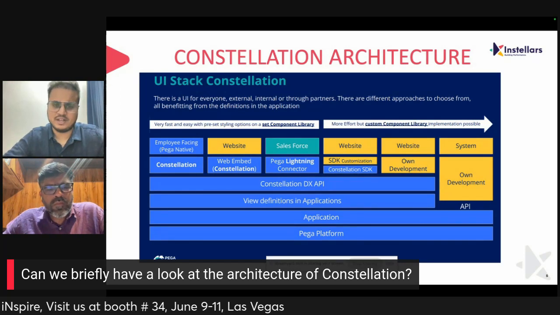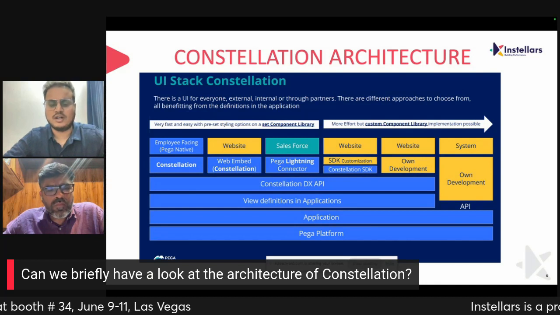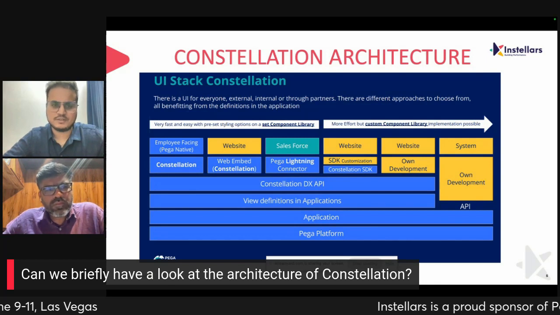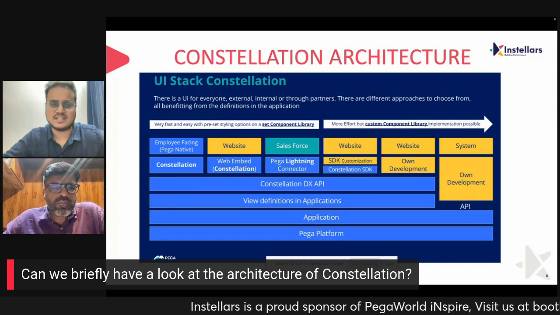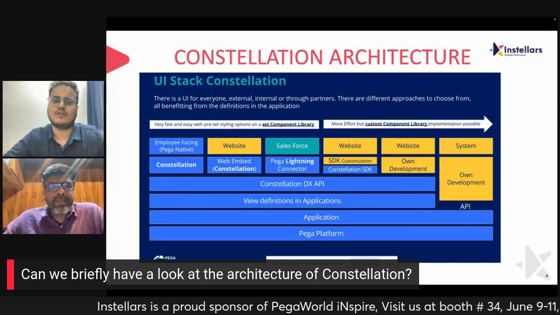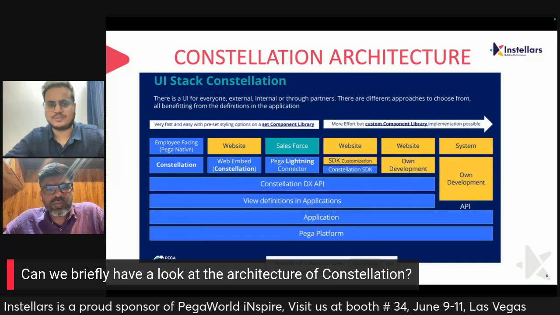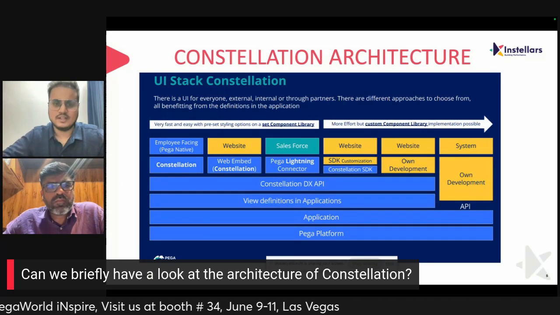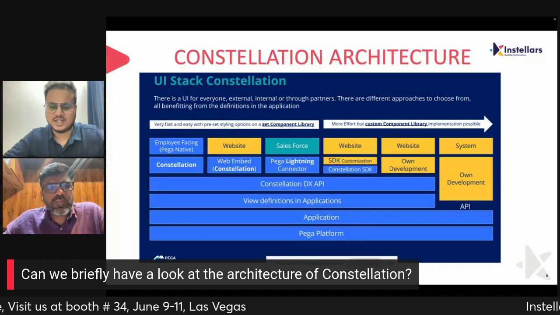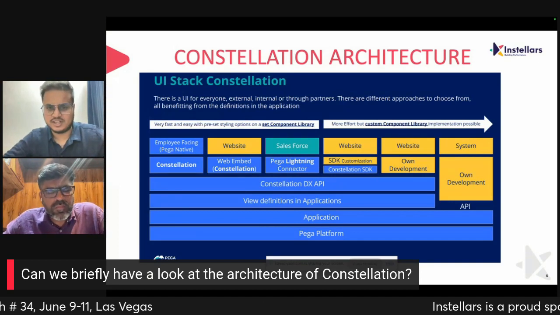So let's suppose you have a banking website where you want to display a loan origination form. You can build a Constellation based application or case type with a form, and then just embed the form in your website. Any website you have, you can just embed it in that. It starts working. Then you have the Salesforce Lightning Connector, the Pega Lightning Connector, which Pega provides for Salesforce integration.